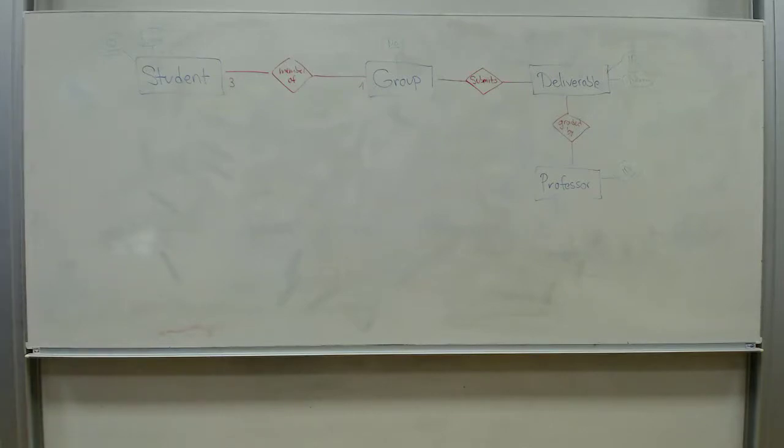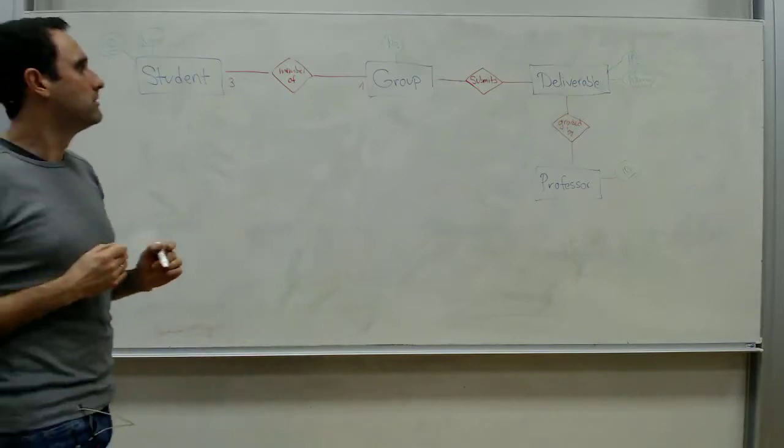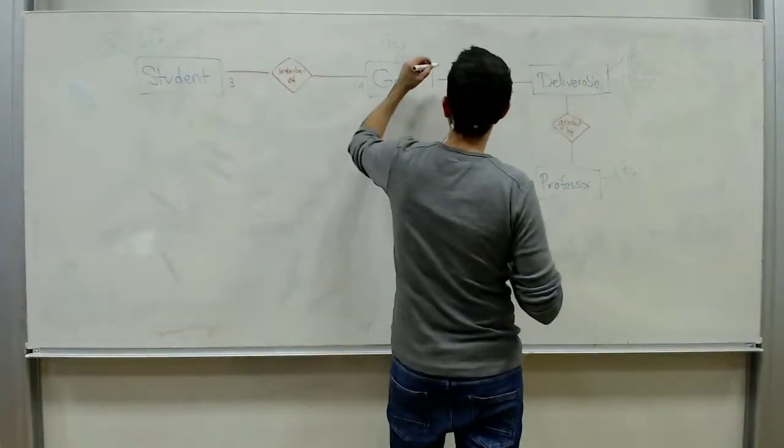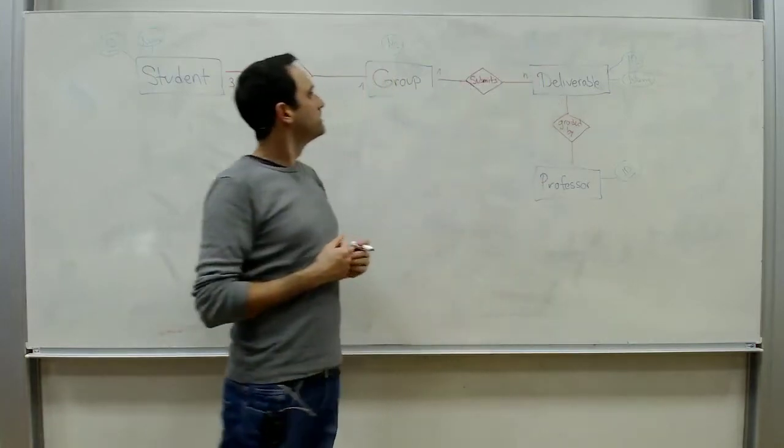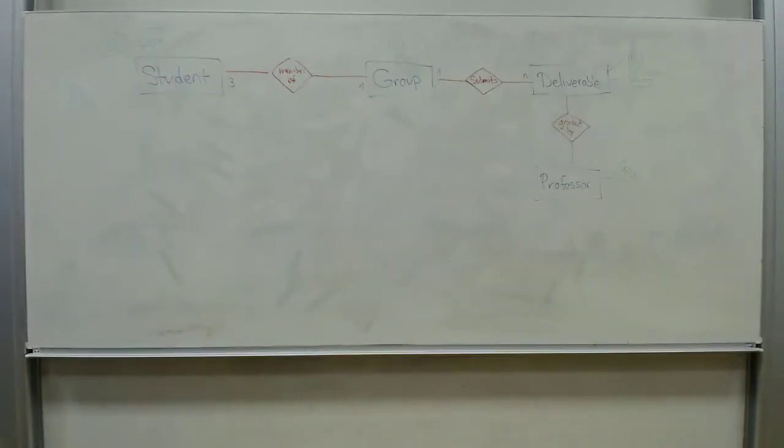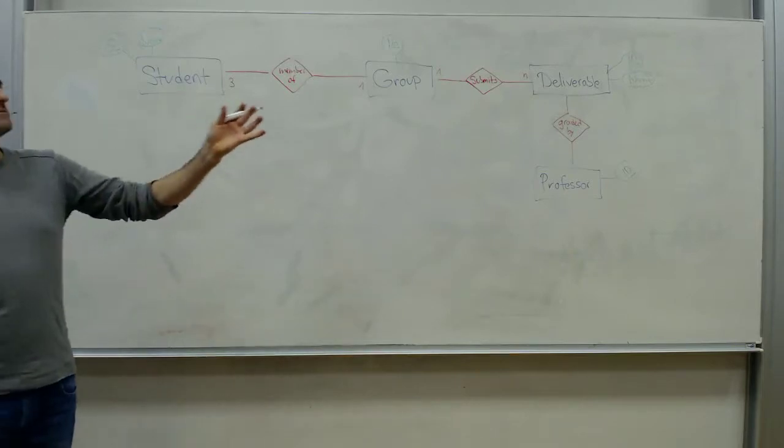Yes, Eric. One group submits n deliverables. So one group submits any number of deliverables. Here it doesn't say how many. And the other way around, we would read it: any number of deliverables is submitted by one group. This means that one deliverable always belongs to exactly one group. Okay, and then the last one.